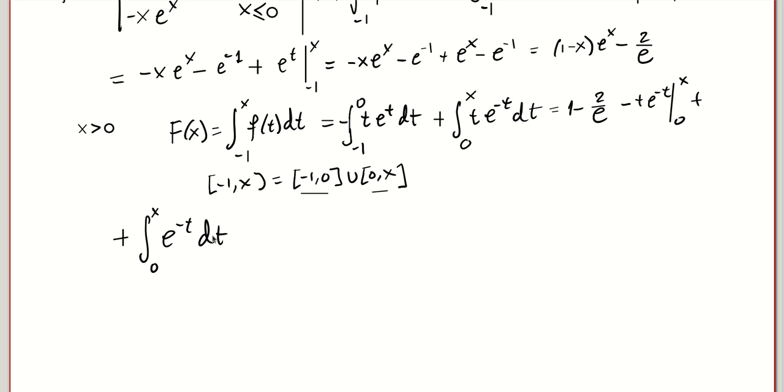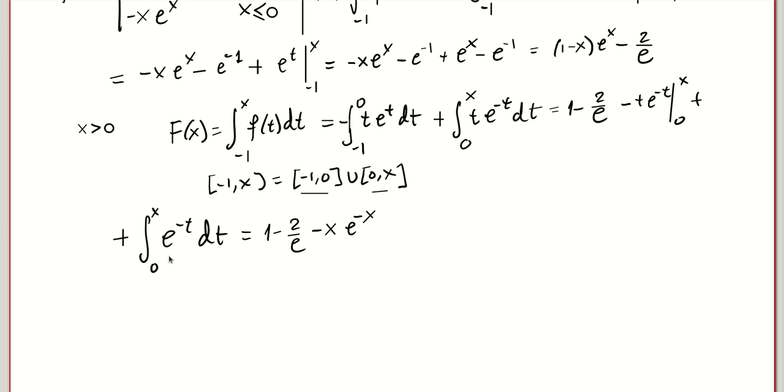So this is minus x e^-x minus 0. Sorry, I've forgotten this constant here, so 1 minus 2 over e, and then as I said, this is minus x e^-x. When you substitute the upper limit, in the lower limit this is 0, so that's it.